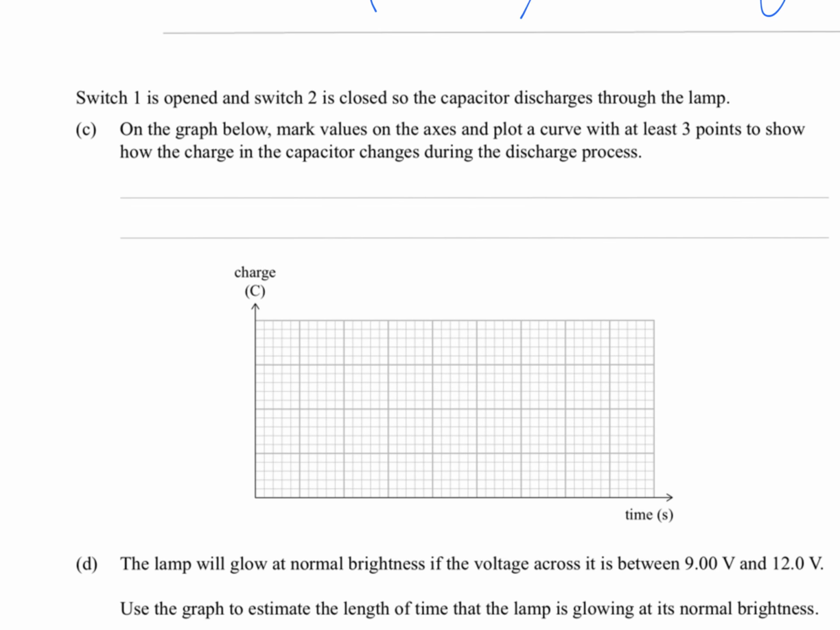Now switch 1 is opened, so the battery is disconnected from it, and switch 2 is closed, so the capacitor is just going through the lamp. The capacitor is like a battery in the lamp, but there's no internal resistance with the capacitor. There would be resistance in the wires, but we don't consider that.